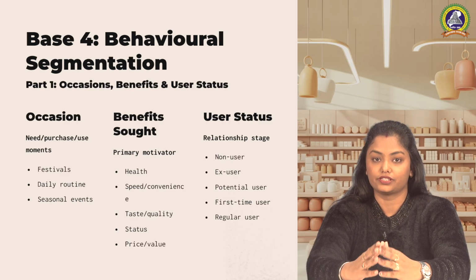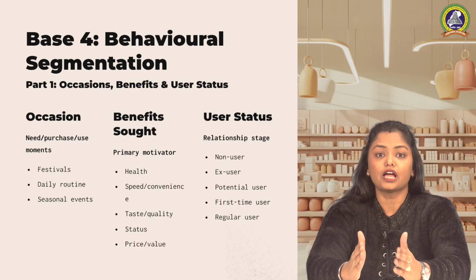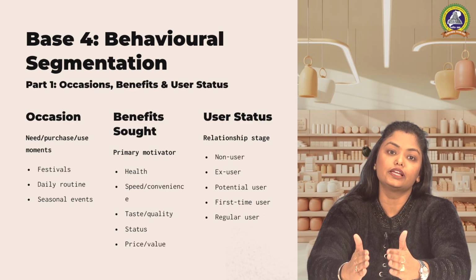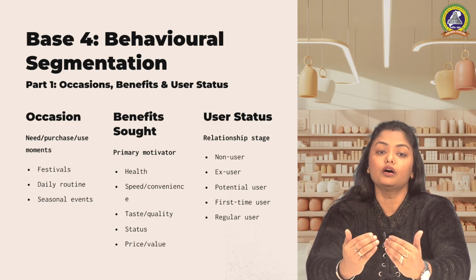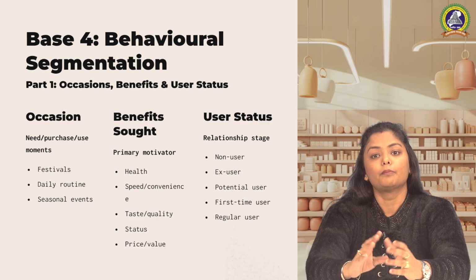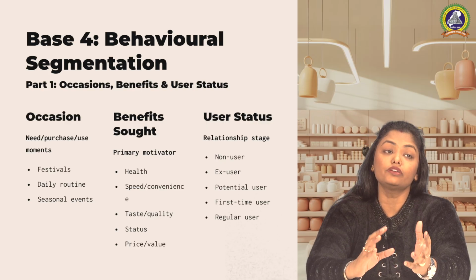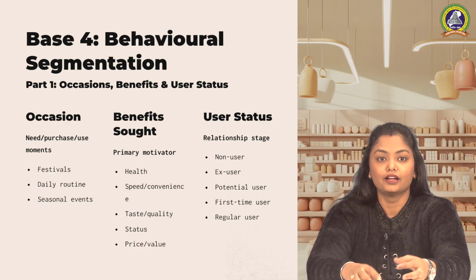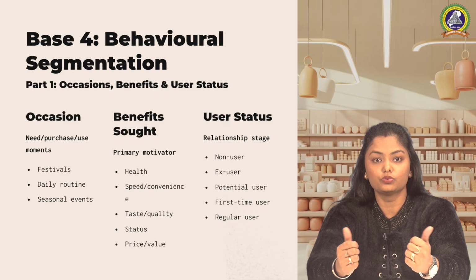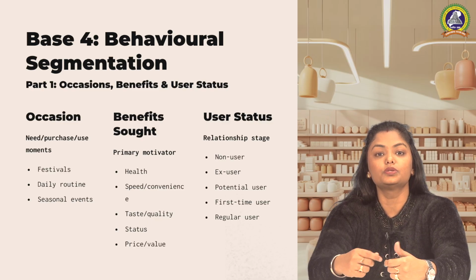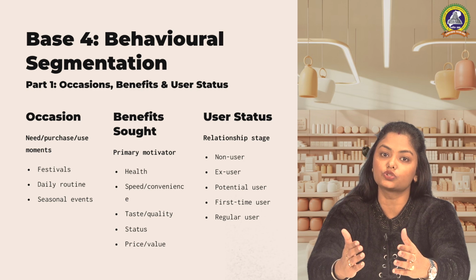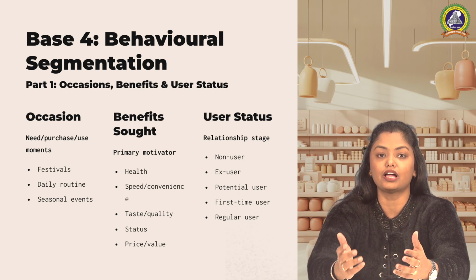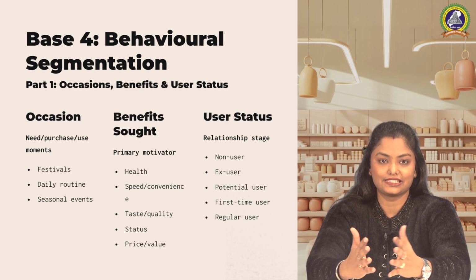First is occasion. We can segment buyers according to the occasion on which they develop a need, purchase a product, or use a product. For example, buyers purchase more clothes during festival occasions. Cadbury Dairy Milk uses this perfectly with its Kuch Meetha Ho Jaye campaign, which links its chocolates to a specific occasion like Diwali, Raksha Bandhan, or Valentine's Day.